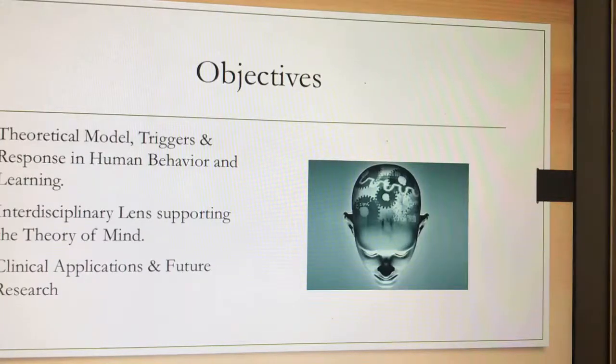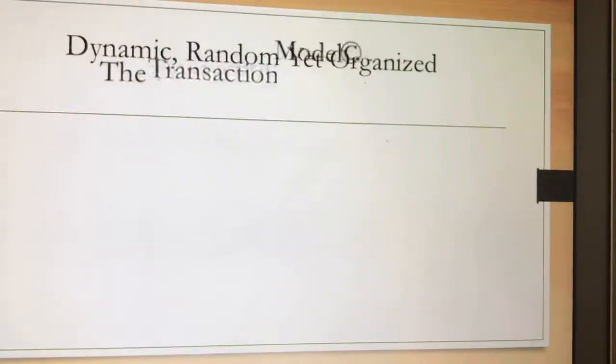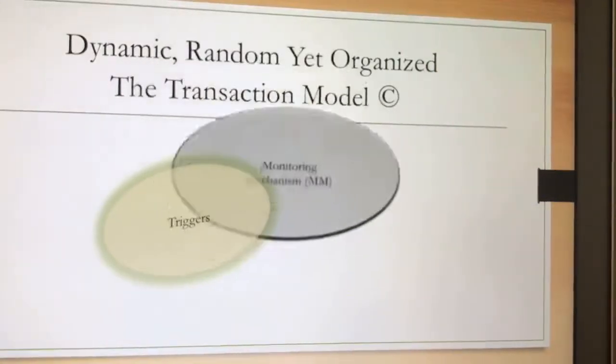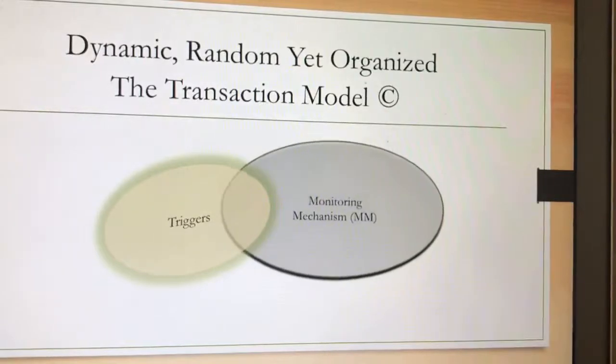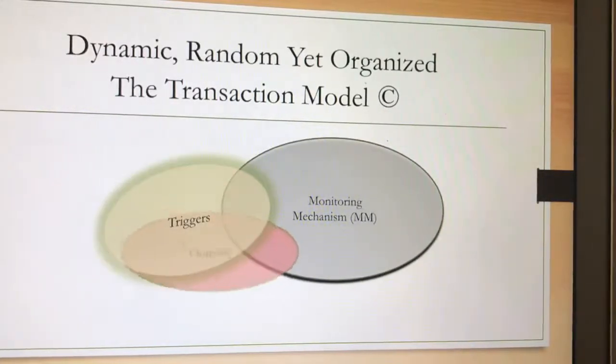So what is a transaction model? It is three circles: interrelated, dynamic, random, yet organized. This new cognitive behavior model draws upon and combines complementary elements from the relevant and pioneering research of Thelen and Smith on nonlinear dynamic systems, and by expanding on Jung's basic two-step framework of the psyche, or specifically expanding on the term ego with the new term triggers.